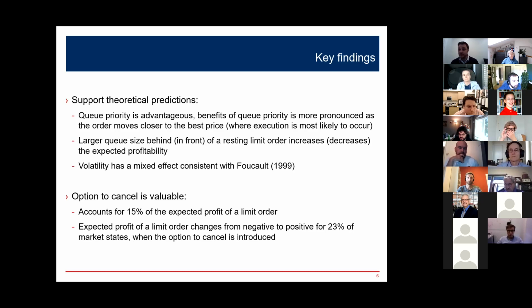Whereas if I'm at the very front of the queue, at the very best bid, my queue priority becomes really important. And we see that same effect on all the variables: the further away we are, the more it dampens their importance.